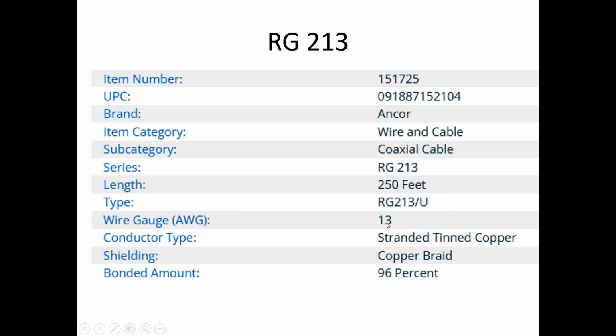In this case, the center conductor of this RG213 is a 13 gauge wire. Well, you already know what a 14 gauge wire is, so you have some idea of how much power that cable is capable of handling. Here's your percentage of braid. Well, first of all, it's a copper braid, and the braid is 96%. Right? Not 100%, but 96%.